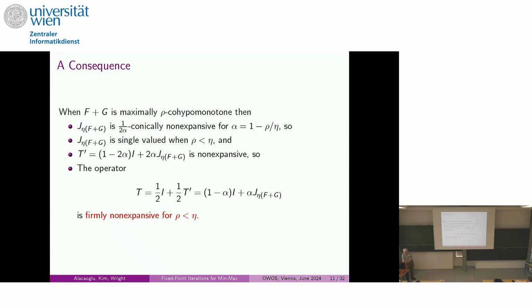And this operator, if you plug in the definition of T prime here, you just get this object here. So you take the f plus g that defines the inclusion problem, you scale it with eta, where eta is greater than rho, which is the corresponding expression. You define alpha like this, and you end up with a firmly non-expansive operator.